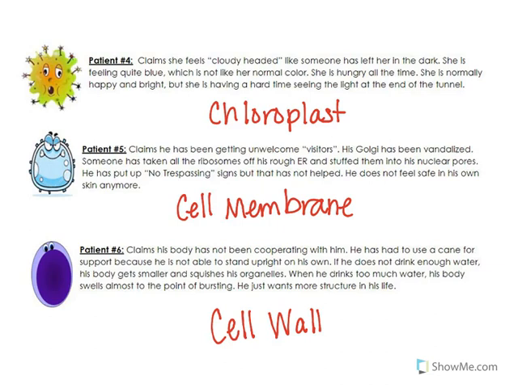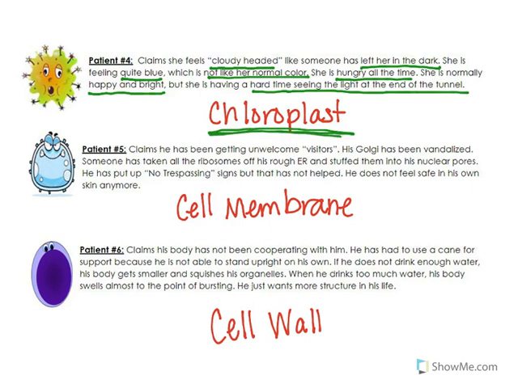Patient 4 talked about being cloudy-headed and left in the dark. She feels blue, but is not her normal color. Hungry all the time. Happy and bright. Hard time seeing the light at the end of the tunnel. The only organelle that could sufficiently keep a cell fed and that is distinguished by the color that it is, bright and happy, photosynthesis, is the chloroplast.